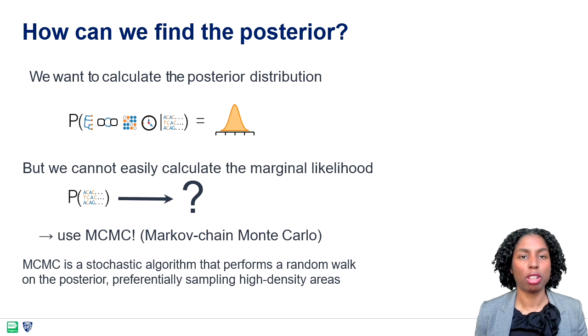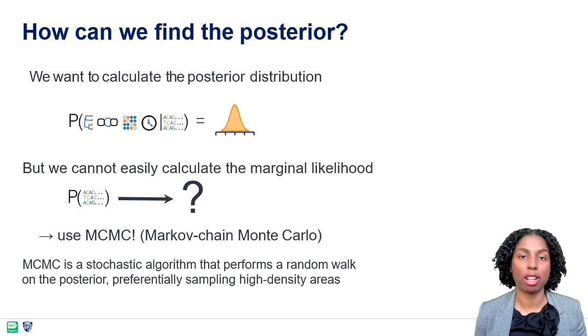So, we want to calculate the posterior distribution, but it is not easy to calculate the marginal likelihood of the data due to the large number of parameters in the phylogenetic models, including the tree itself, over which the likelihood needs to be summed or integrated. That's why we use the Markov chain Monte Carlo algorithm.